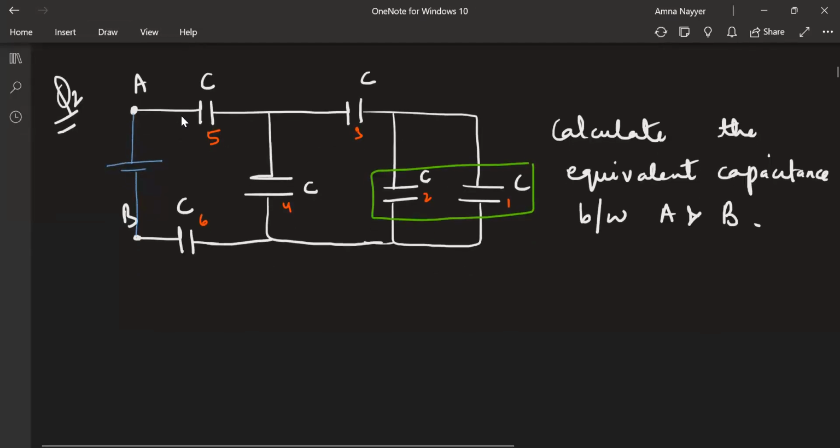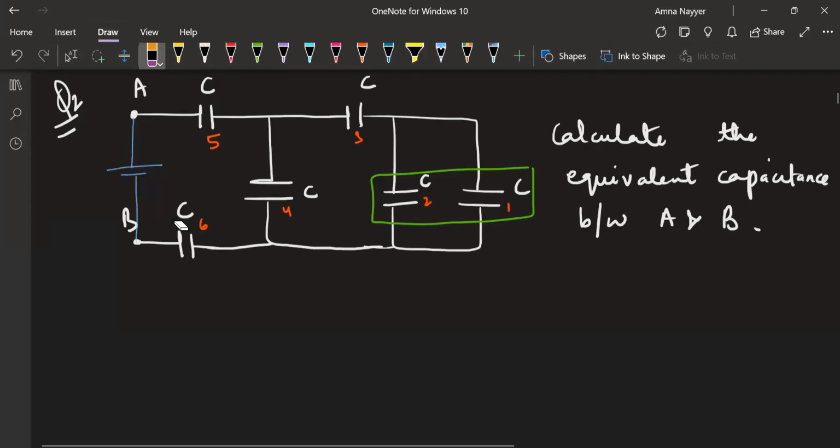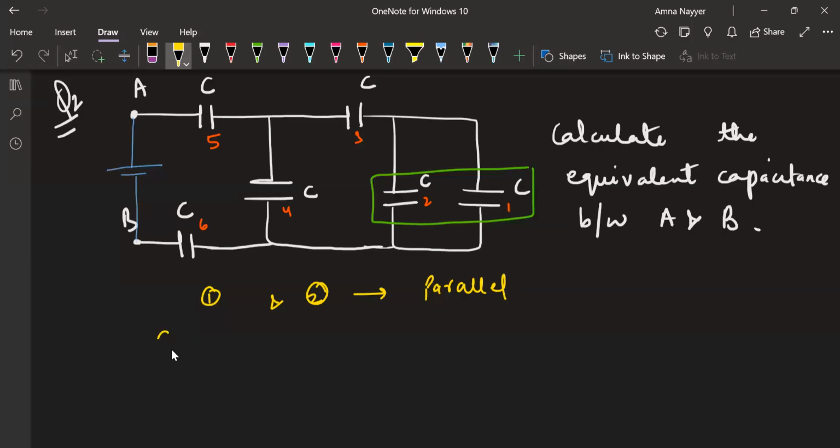When we reduce, see, 1 and 2 are connected in parallel. What's the formula? So what will C12 be equal to? C1 plus C2. Exactly, that is C plus C, which is 2C. So this is equal to 2C.